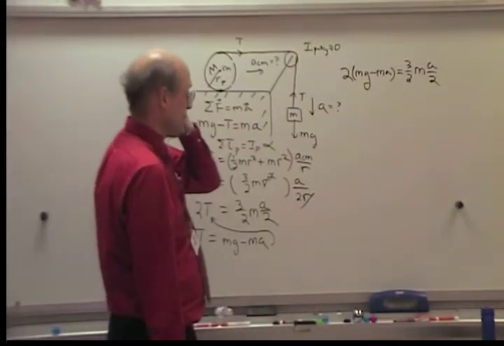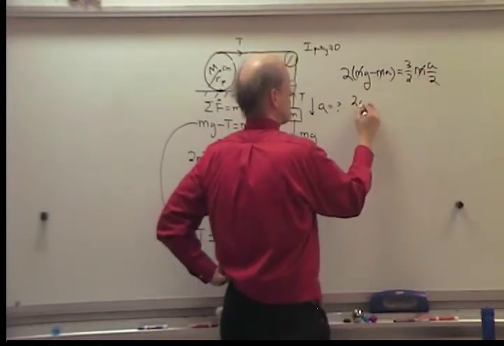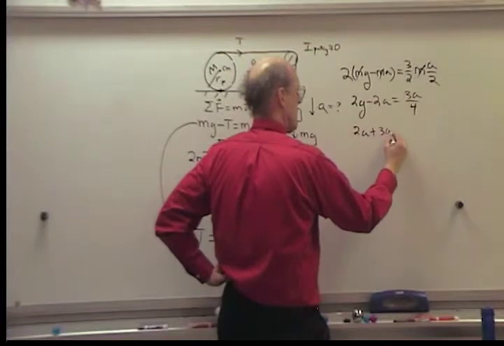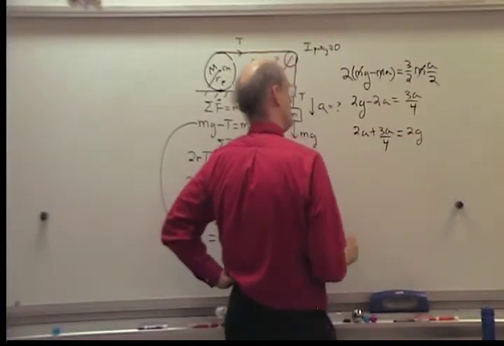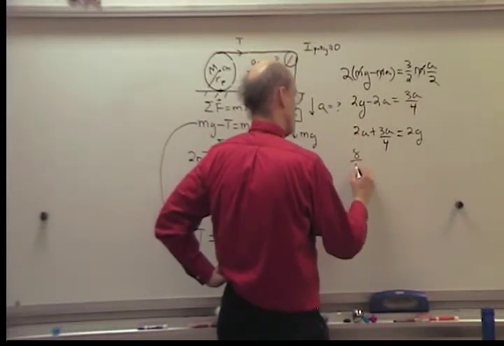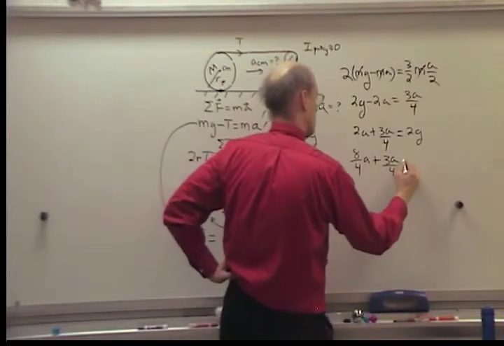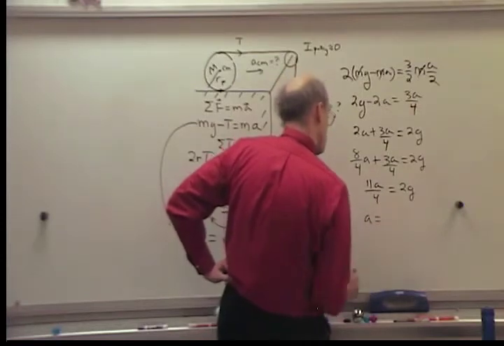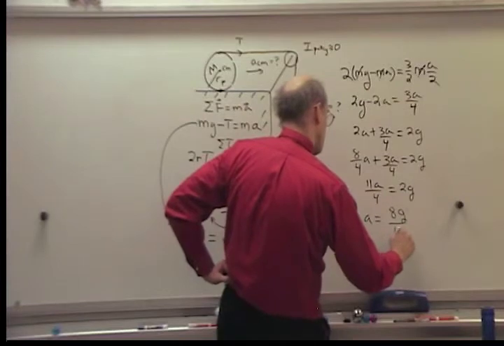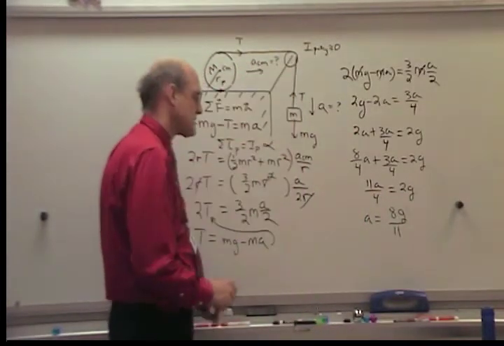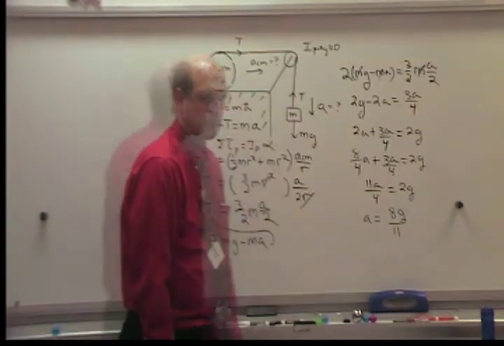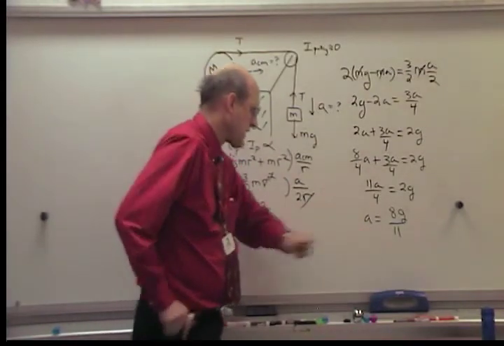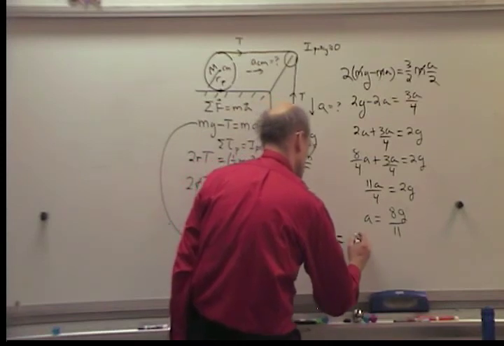Now we need to solve that for a. But before we do that, can you see that the masses cancel? So we have 2g minus 2a equals 3a over 4. So we have 2a plus 3a over 4 equals 2g. So that's 8a over 4 plus 3a over 4 equals 2g, or 11a over 4 equals 2g, or a is equal to 8g over 11. So the acceleration of this falling mass is 8g over 11. So to find the acceleration of the center of mass, don't we simply take half of that acceleration? So the acceleration of the center of mass is equal to a over 2.